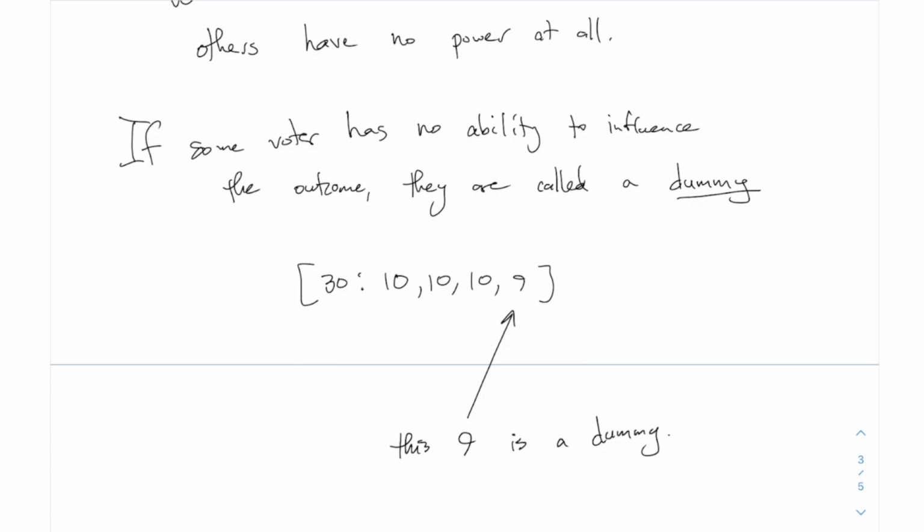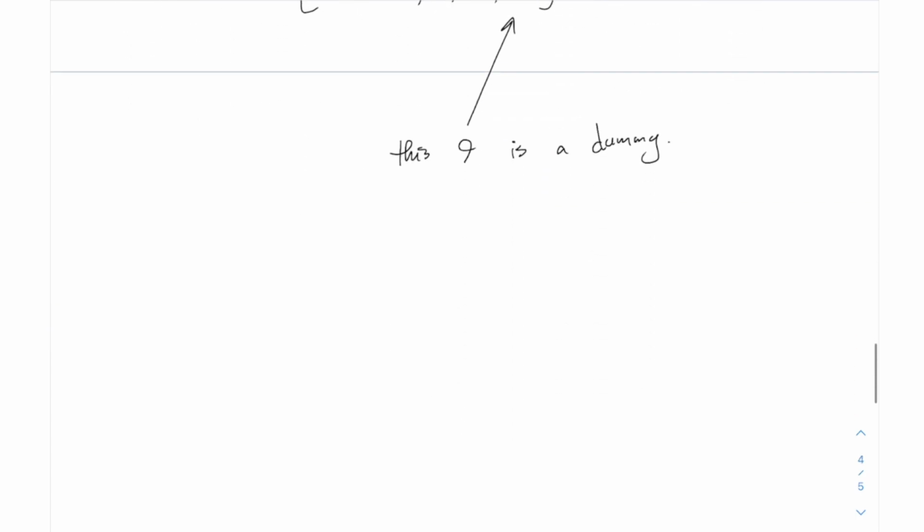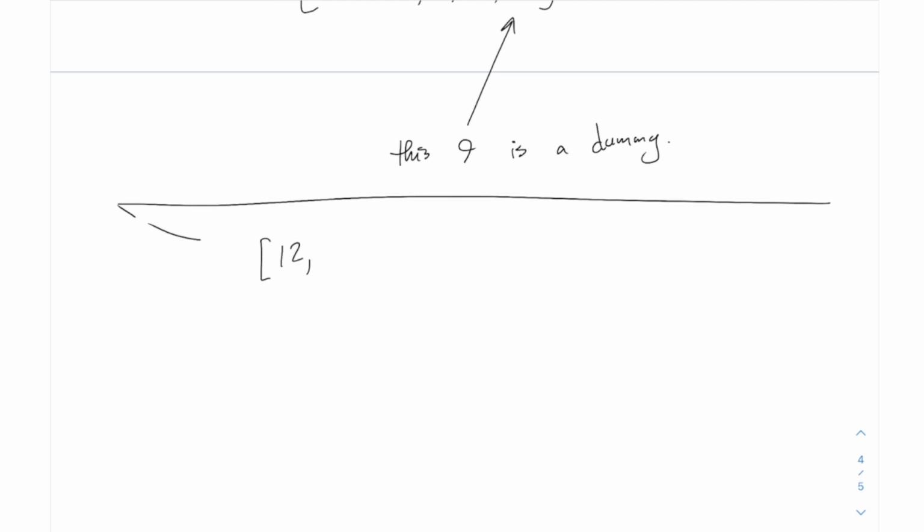All right, so dictators and dummies, those are very basic measurements of power. There's one other kind of simple one, which is a little bit more subtle. How about this? Here's another example. Let's look at 12 as the quota, and then I have 9, 5, 4, 2.